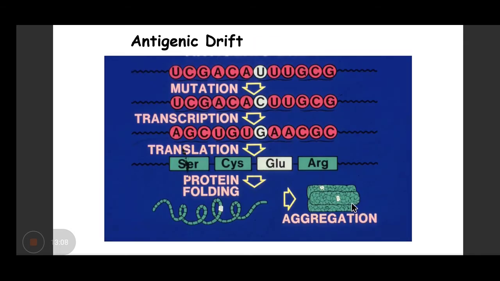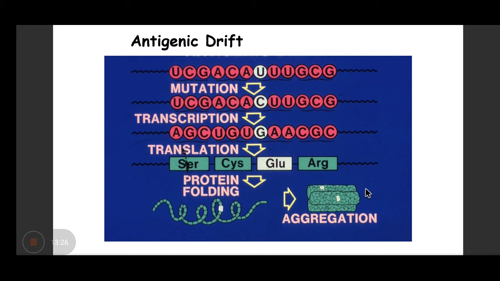Antigenic drift is our normal mutation, which can occur in any type of RNA virus, and it is more common in RNA viruses because of the lack of proofreading activity of the RNA polymerase enzyme.